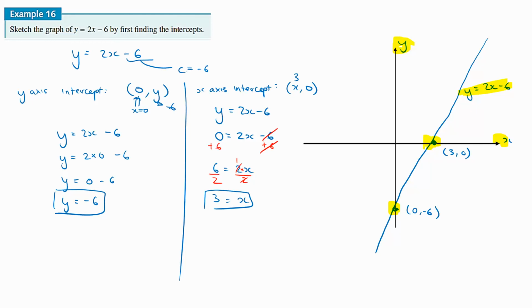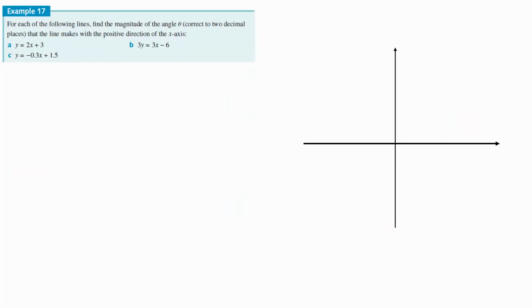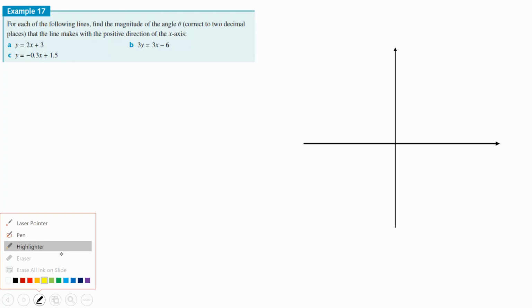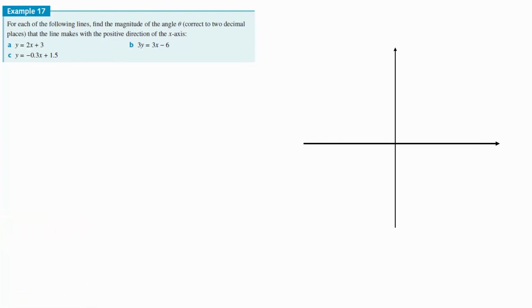Okay? Alright, next one. Let's go to these ones here. So, same thing for each of the following lines. Find the magnitude of the angle, correct to 2 decimal places, that the line makes with the positive direction. So this is exercise 2B. If you remember 2B, the last thing we left off, which was the hardest one to get your head around, was tan of an angle. So that's where I left off.